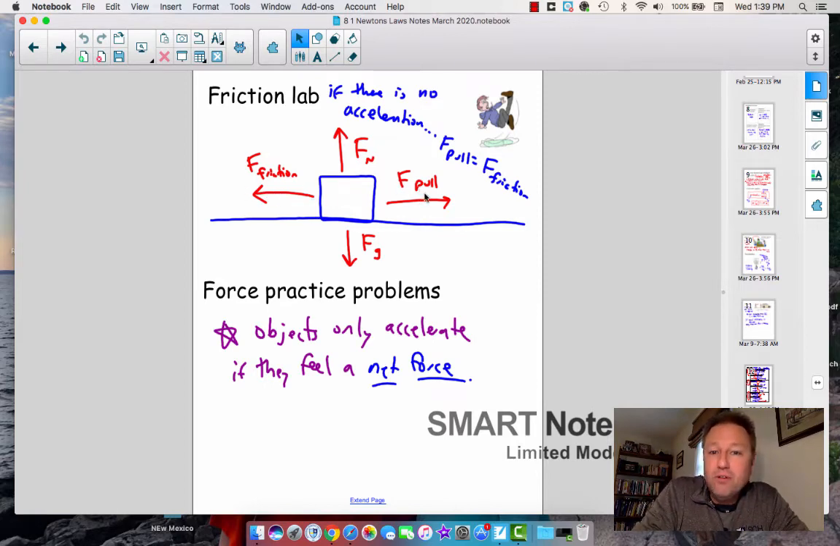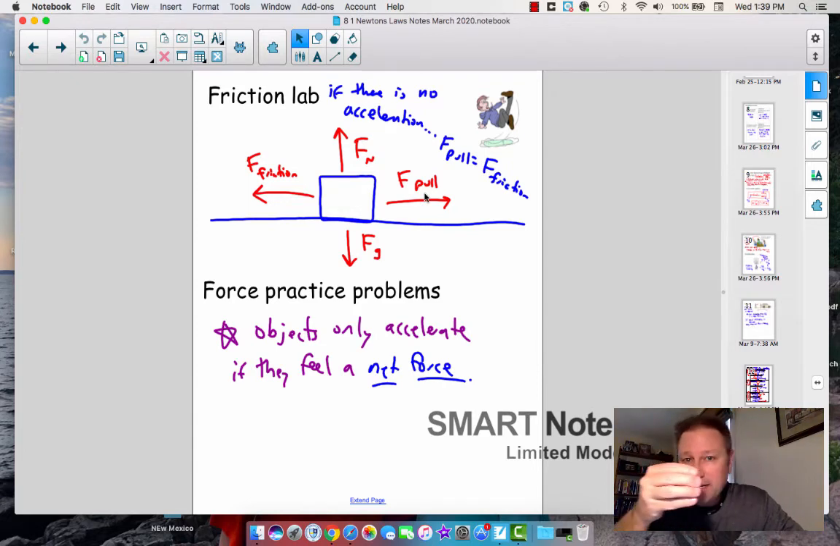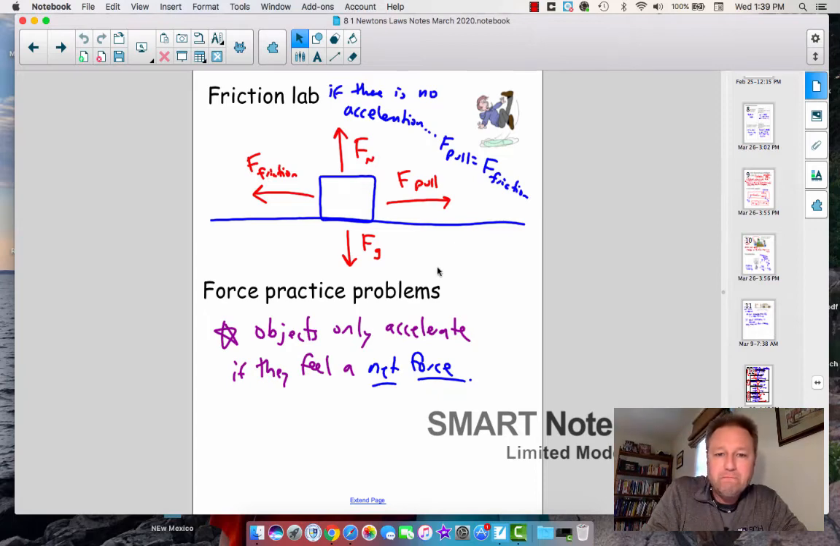And if you measure the pull force, which you can see on your little scale, and it was just moving along at a constant speed, that means the friction force was that amount. So we looked at that as well. You also did some net force practice problems.